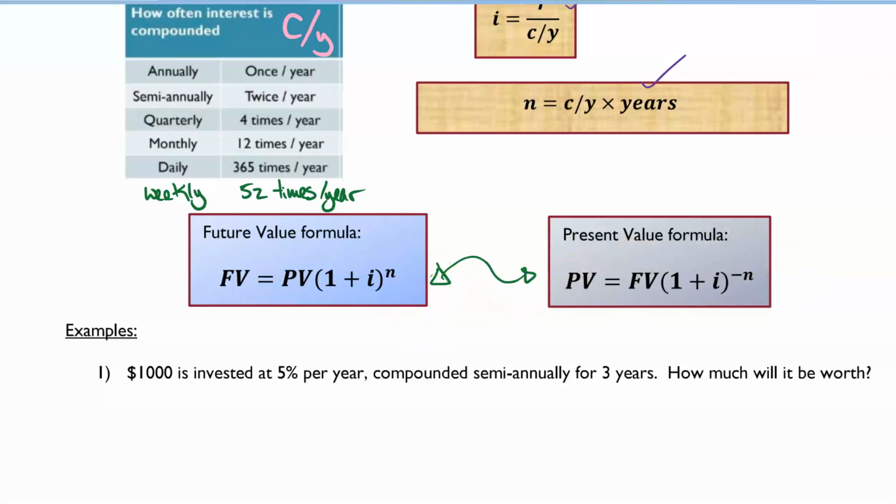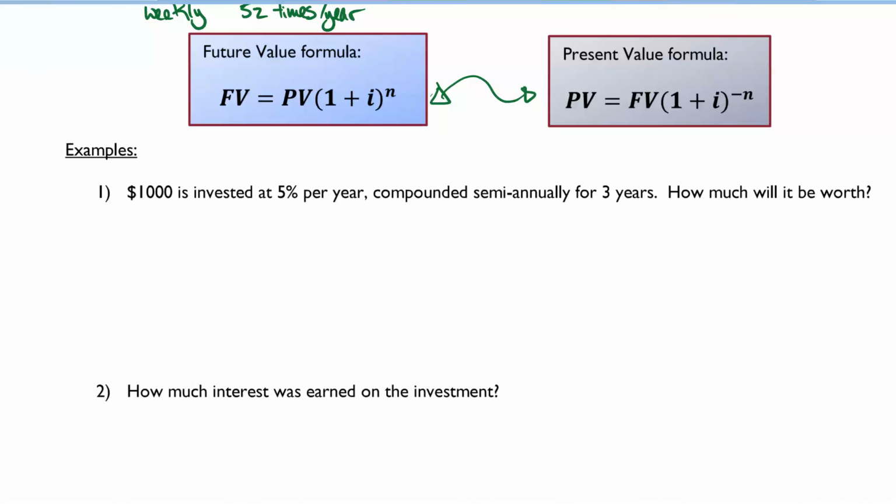Okay, so really, these 2 formulas are like the same thing. But it depends on what the question is asking you to find. If it's asking you, hey, how much is something going to be worth in the future? You're using the future value formula. If it's saying it's worth this much in the future, but how much is it worth now, or how much do you need now to be able to have that much in the future? That's the present value formula. Okay, we're just going to bounce between these 2, and that's it.